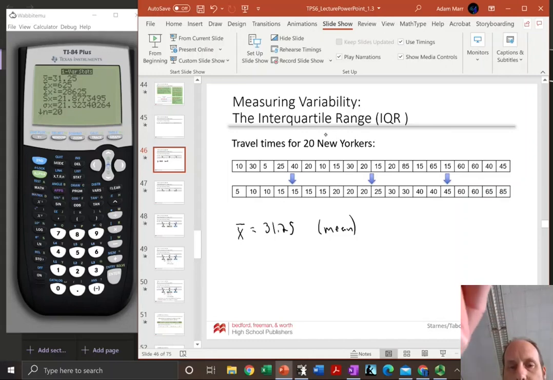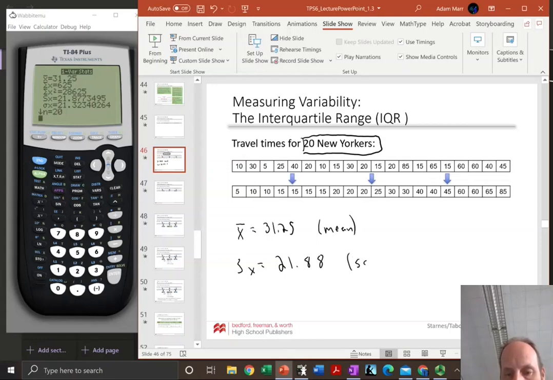Now right here, the sample standard deviation. This is a sample because it looks like they're taking a sample of 20 New Yorkers, right? I don't have the original problem here. If they're talking about New Yorkers, usually they mean New York City people, and that's the biggest city in the United States. So 20 New Yorkers would be a sample. So this is a sample standard deviation, and it's 21.877. You want to just round it to 21.88, okay? And this is the sample standard deviation.